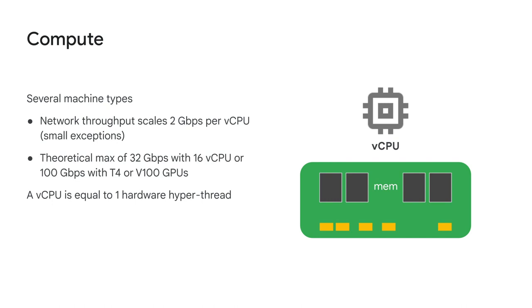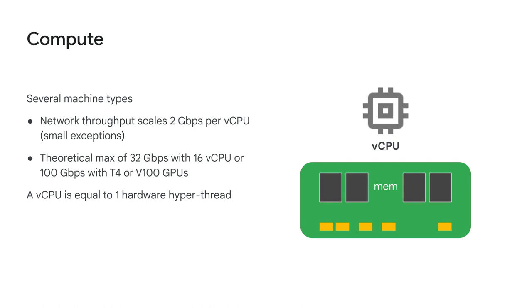Your choice of CPU will affect your network throughput. Specifically, your network will scale at 2 gigabits per second for each CPU core, except in instances with 2 or 4 CPUs, in which you'll receive up to 10 gigabits per second of bandwidth. As of this recording, there is a theoretical maximum throughput of 32 gigabits per second for an instance with 16 or more CPUs, and 100 gigabits per second maximum throughput for specific instances that have T4 or V100 GPUs attached.